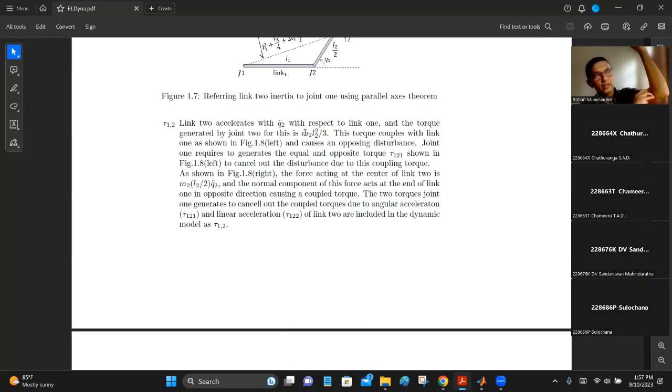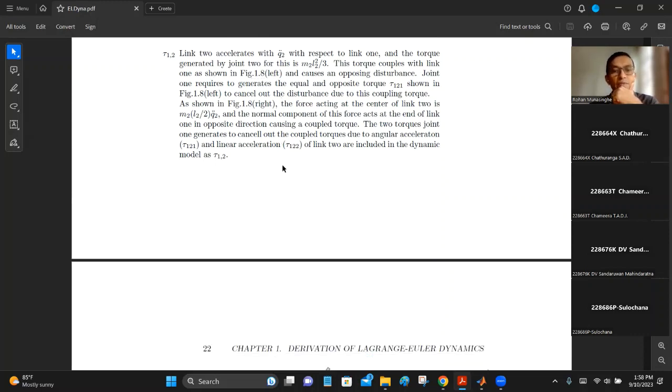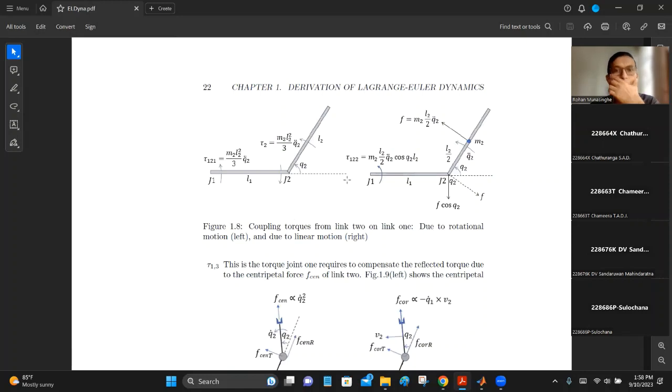It's in the air. So when it produces a torque, it produces it while sitting at the end of link 1. Okay, it produces the equal and opposite torque on the link that it is sitting on. So therefore, link 1 feels this torque. All right. So this torque couples with link 1 as shown in figure 1.8 left. So you can see it over here.